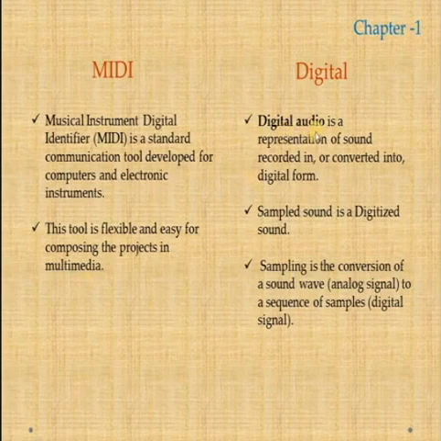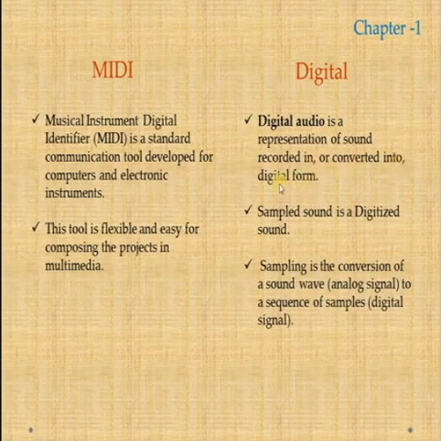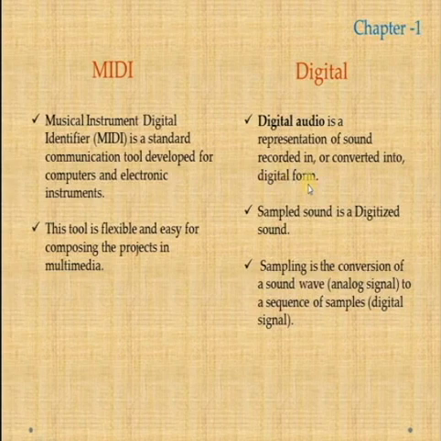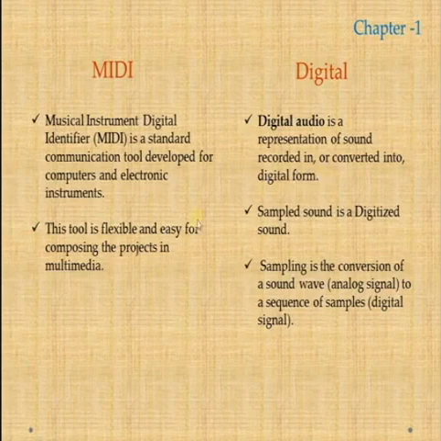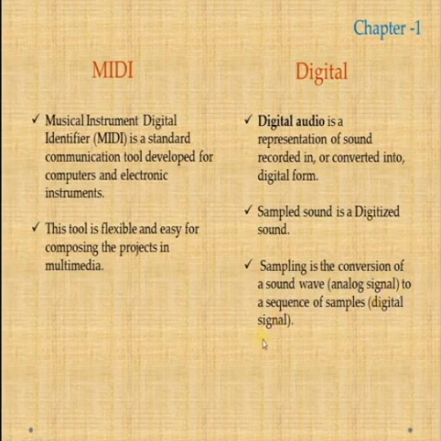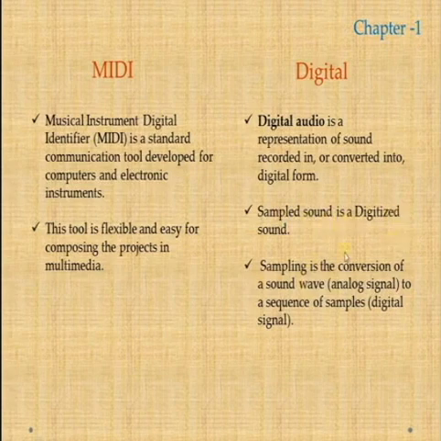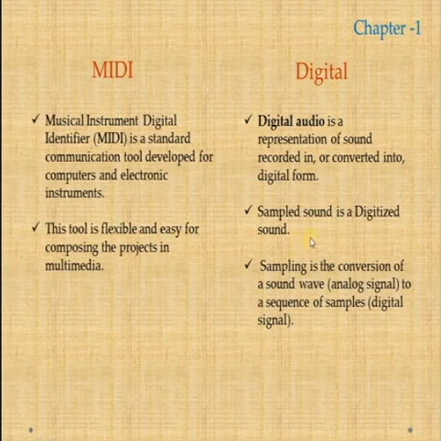Then what about digital audio? It's just a representation of sound recorded in or converted into digital form. So I hope you know what is digital form. If a content is in the form of 1010, then it is said to be digital form. Here sampling is done. Sampling means conversion of the analog signal to the digital signal. This is said to be sampling, and the sound is a digitized sound which is able to be stored in computer related hardware things. Is it clear, children?